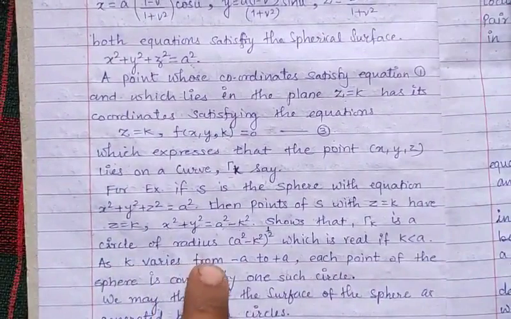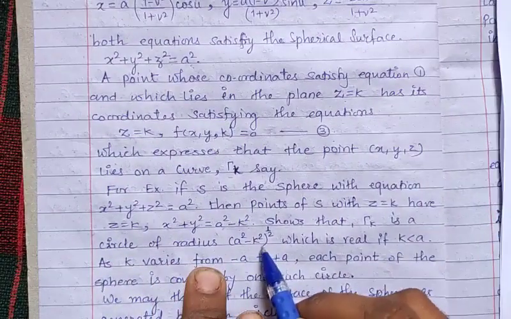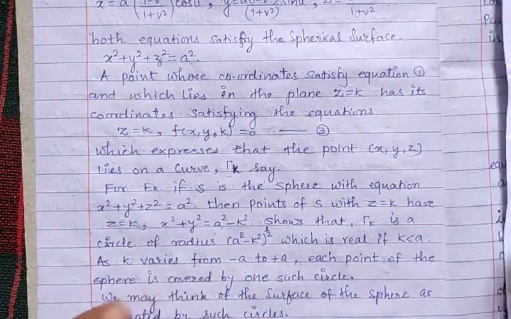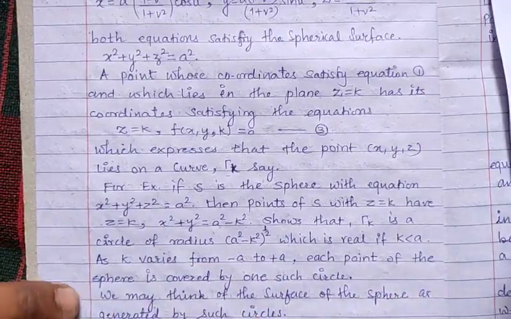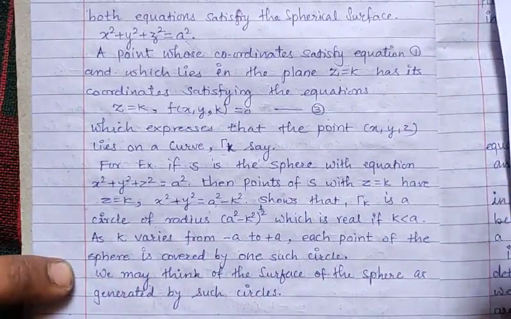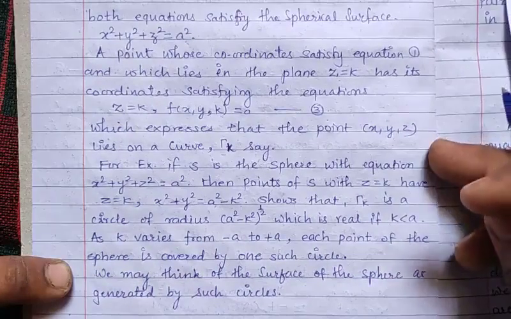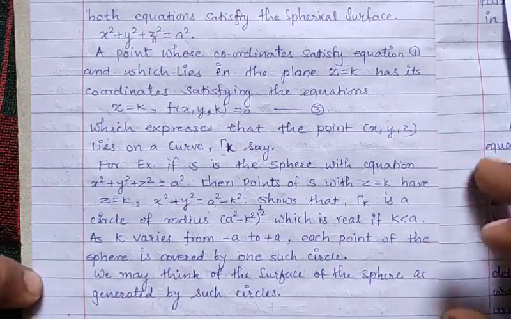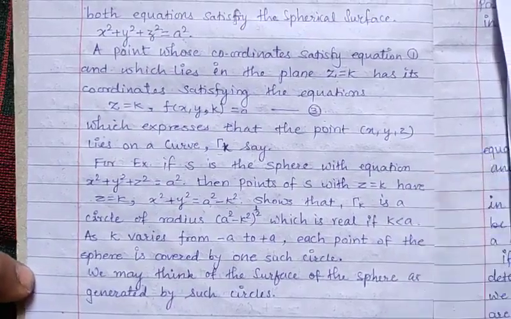As k varies from minus a to plus a, each point of the sphere is covered by one such circle. So we may think of the surface of the sphere as generated by a circle.